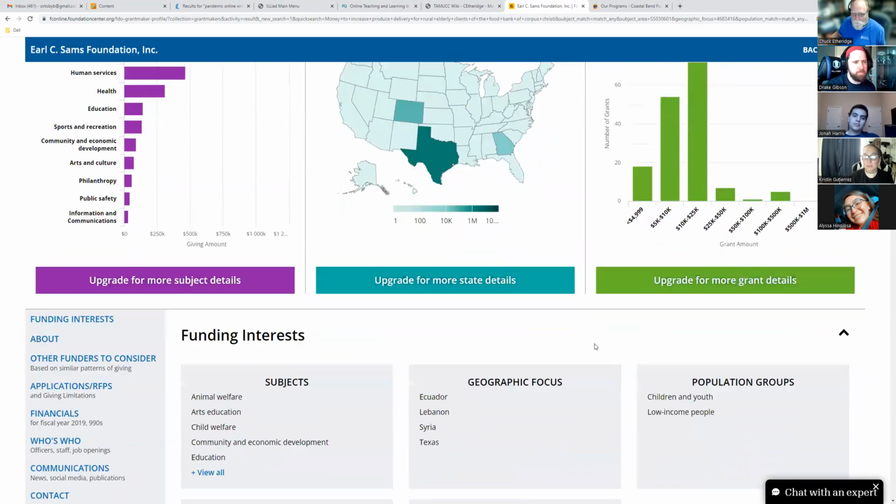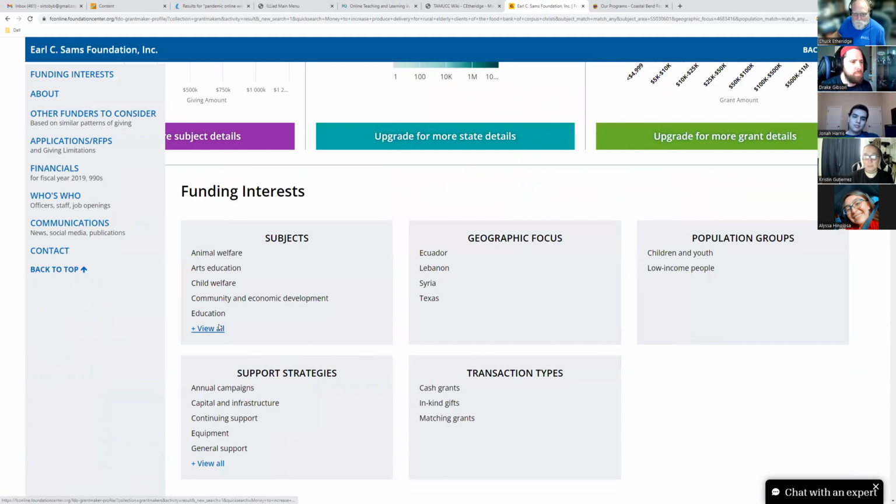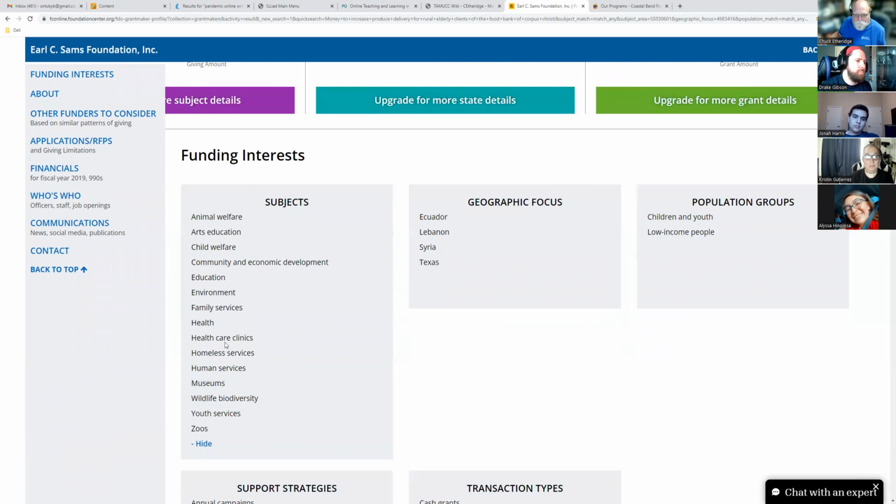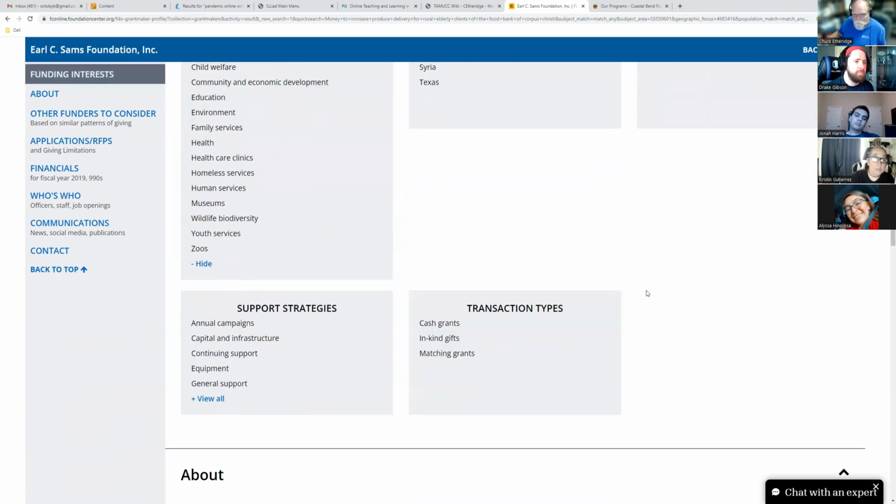But yeah, you got human services, and they give more to environment, but human services in Texas, and certainly they've given $5,000 amounts, is not an unusual thing, so it's worth at least rolling down the page. Okay, so we can get a little bit more detailed. They do human services. They get a lot more specific than that. They give in Ecuador, Lebanon, Syria, and Texas. That's interesting. Children and youth, but low income people, rural, elderly, generally so.